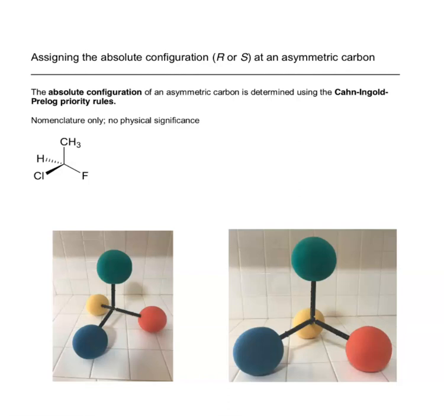It's going to make it a lot easier to be able to do that, and that's what's called the absolute configuration, or assigning the absolute configuration at an asymmetric carbon. So this is going to be a binary choice. Your result is either going to be R or S. So those are the two possibilities for what we call the absolute configuration. It's determined using a set of rules called the Cahn-Ingold-Prelog priority rules. Now, this is all based on atomic number.